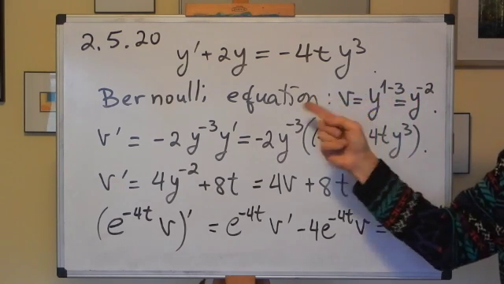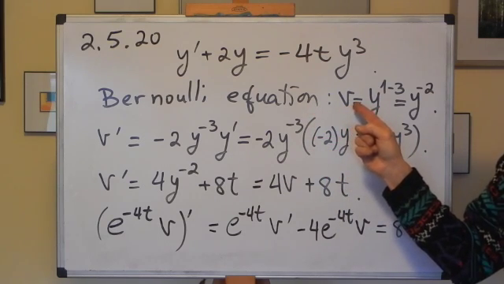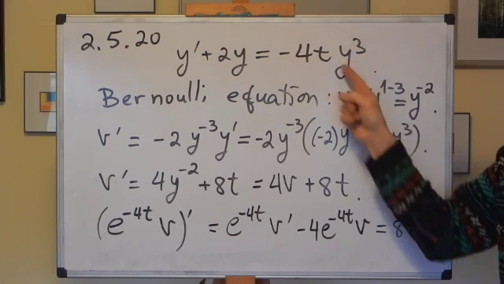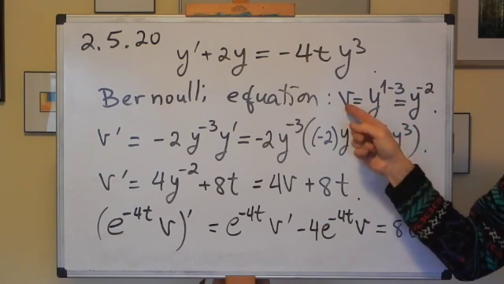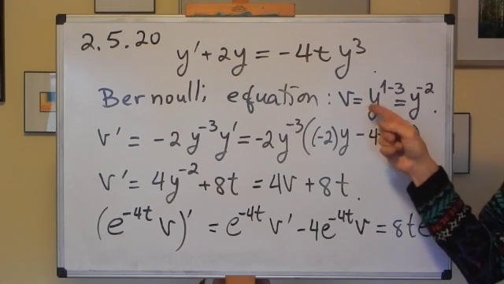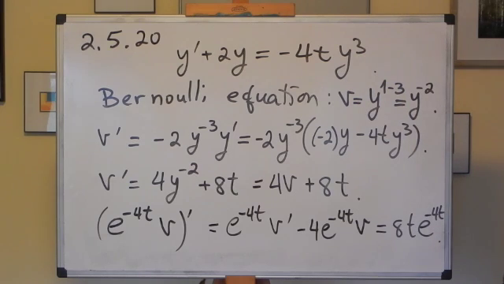It's been observed that a good substitution to try in these situations is subtracting the power of y from 1 to get a new variable. So v is y to the 1 minus 3, and that's y to the minus 2. And now we'll just calculate and see what we get.